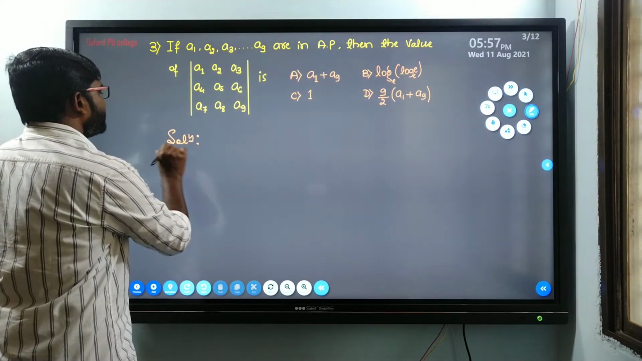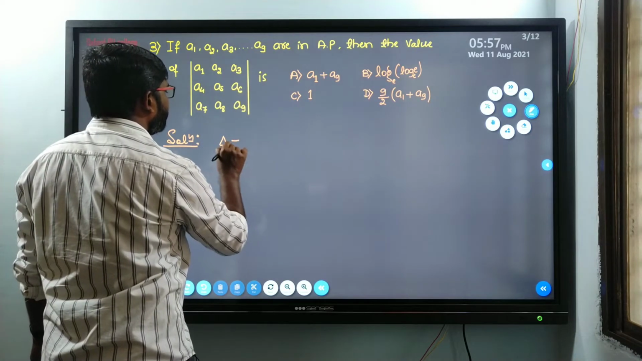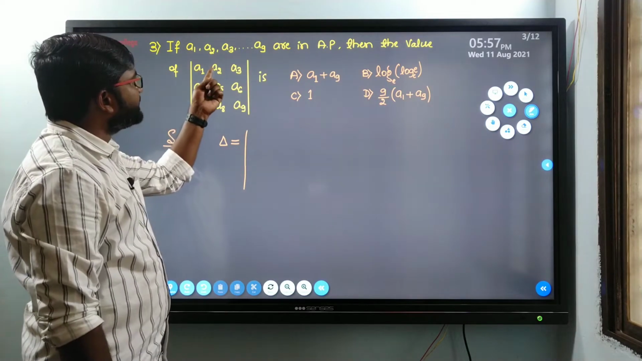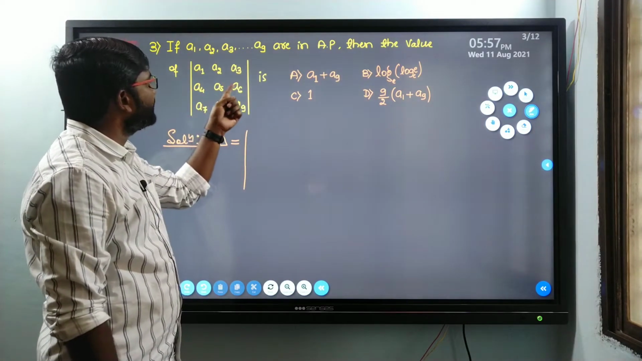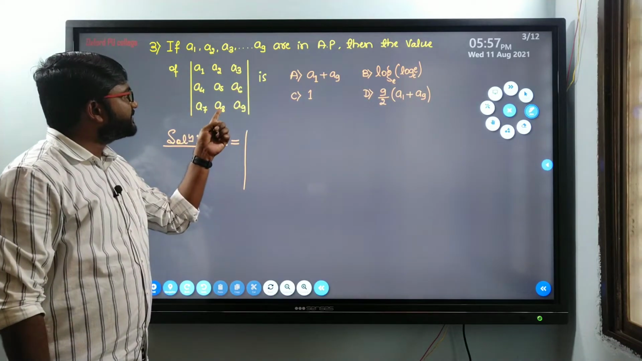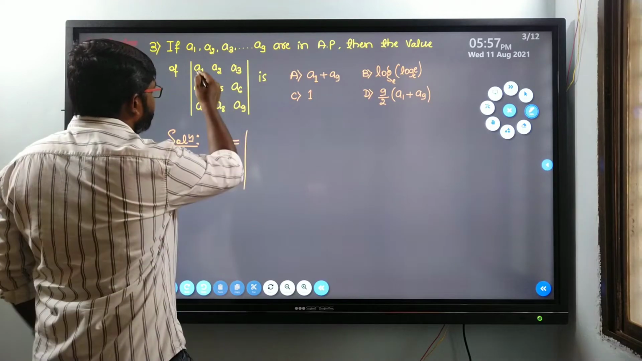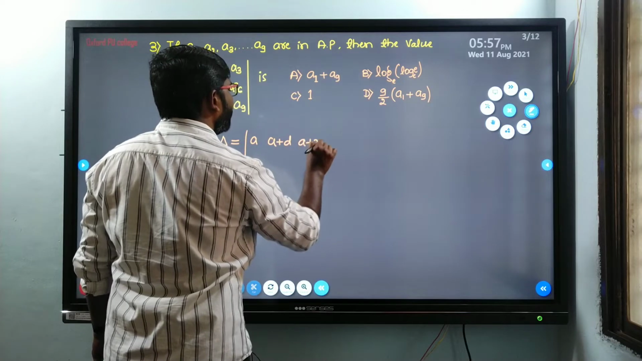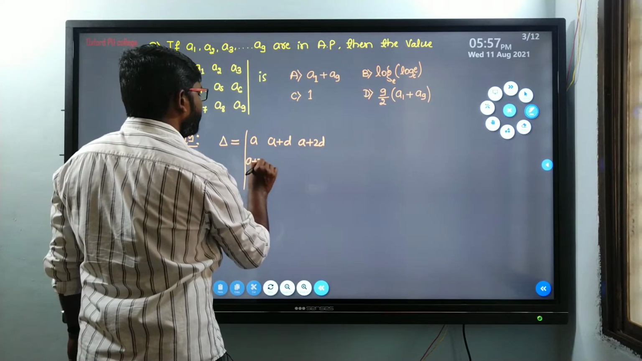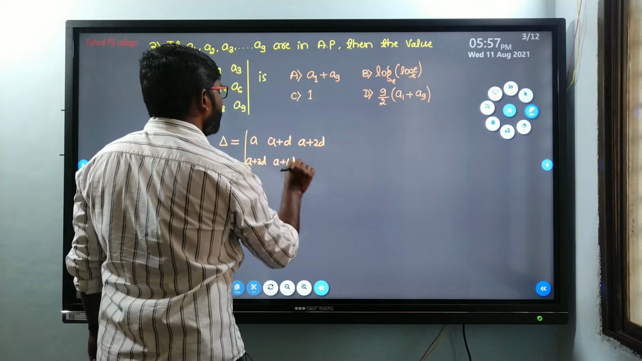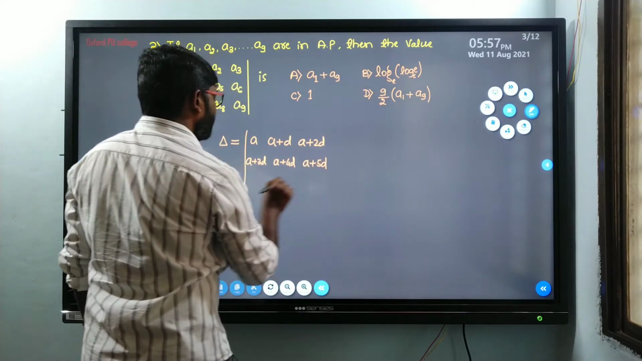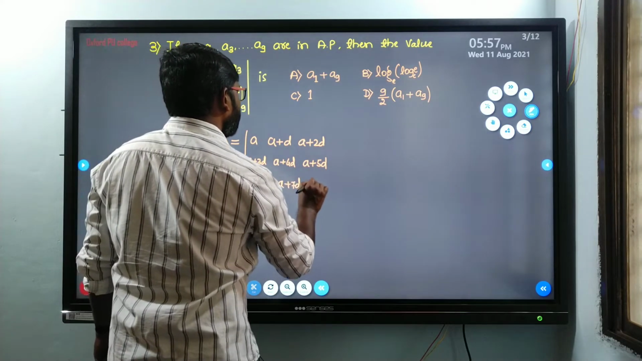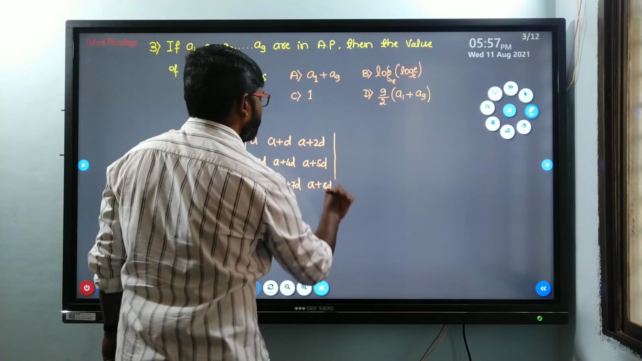I will take this determinant as delta. All these are in arithmetic progression. If this is A, this becomes A plus D, A plus 2D, A plus 3D, A plus 4D, A plus 5D, A plus 6D, A plus 7D, A plus 8D. So the determinant becomes A, A plus D, A plus 2D, then A plus 3D, A plus 4D, A plus 5D, and A plus 6D, A plus 7D, A plus 8D.